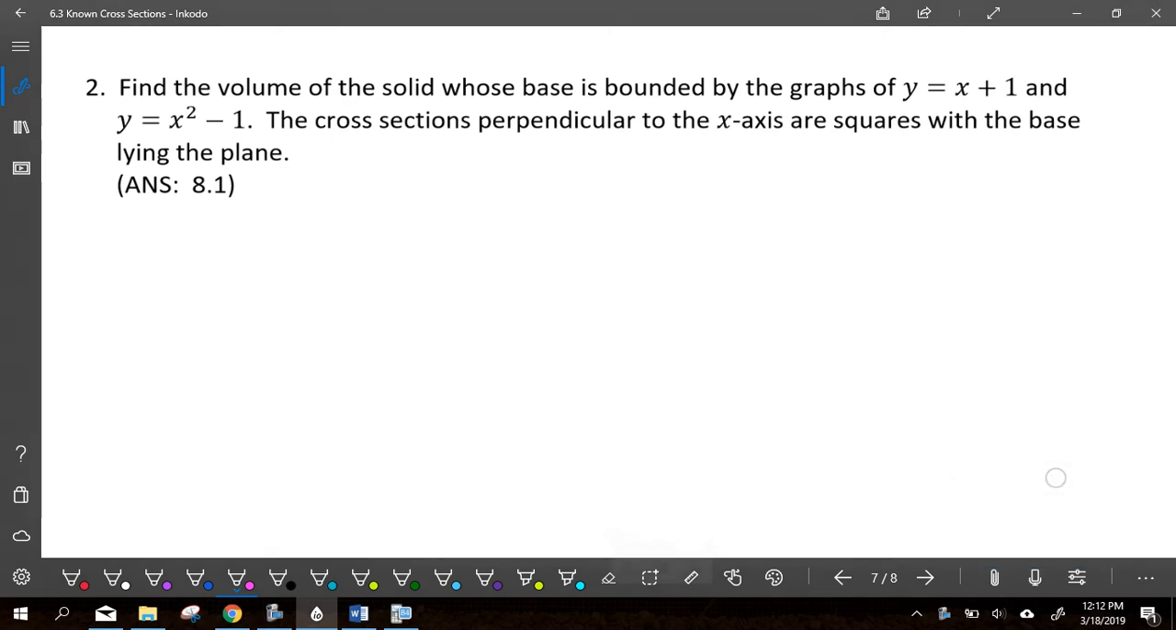So we are doing volume of known cross-sections. Number 2 says, find the volume of the solid whose base is bounded by the graphs of y equals x plus 1 and y equals x squared minus 1. The cross-sections are perpendicular to the x-axis. They are squares with the bases lying in the plane.